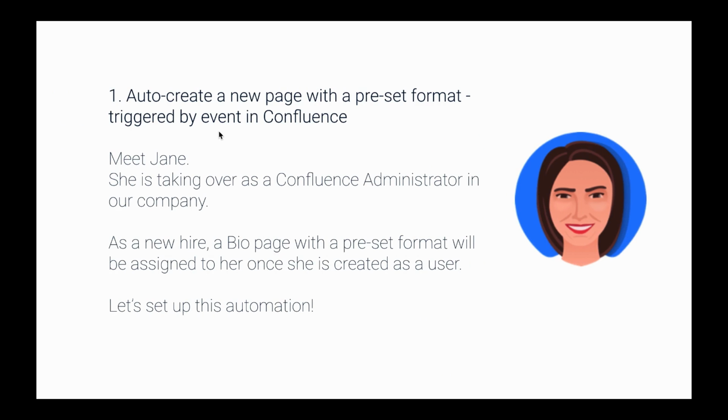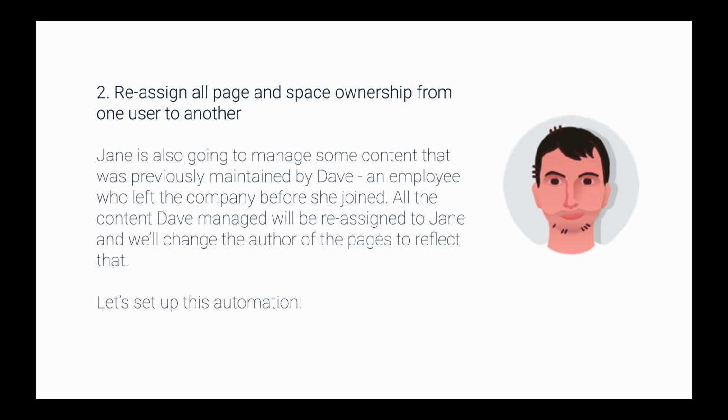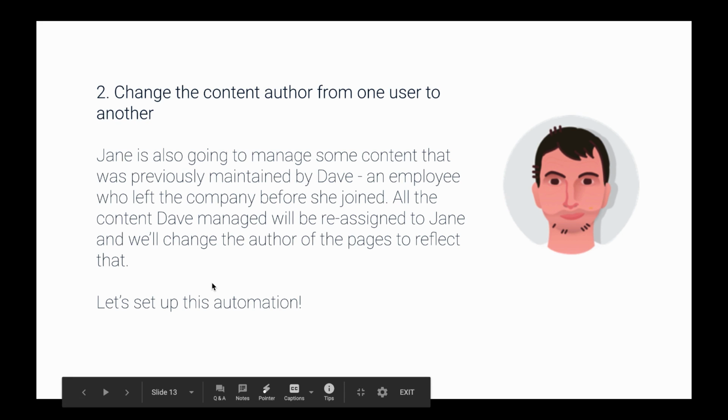Now let's go back to another example. So Jane's going to be taking over content from an old employee named Dave. Now, whether it's intended or not, people tend to look at the author of the pages and go to that person if they have any questions or comments. So in this case, we want to make sure that Jane is the go-to person for all that content now. So what we want to do is change the author of all the pages that Dave was the author of and update that to Jane. So let's go do this.